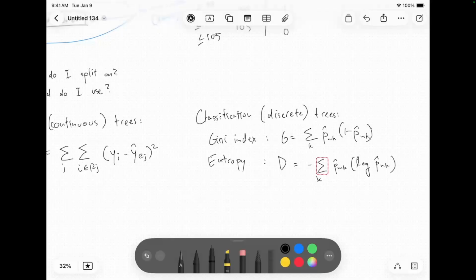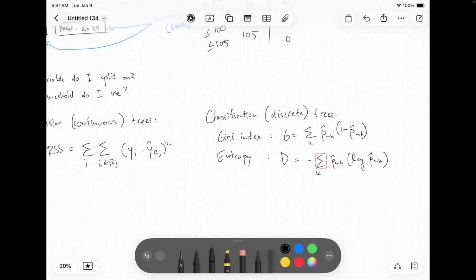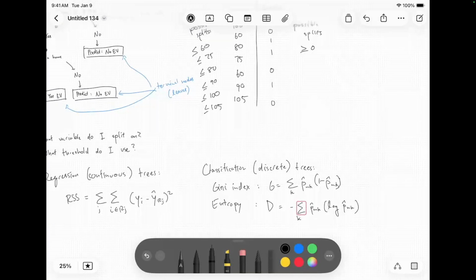So I'll note that, for the continuous, you do the residual sum of squares. For classification, you could do the error rate, but actually the error rate is a little bit less sensitive to changes in your splits and your variable decisions. And so I don't actually know the math behind that. They prefer to use the Gini index and the entropy values rather than the error rates for choosing these splits. Okay?